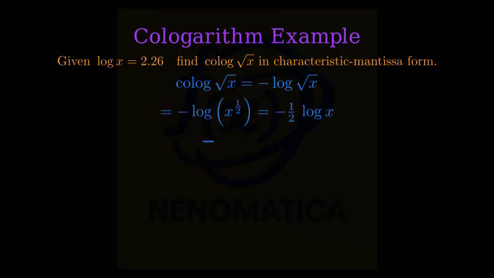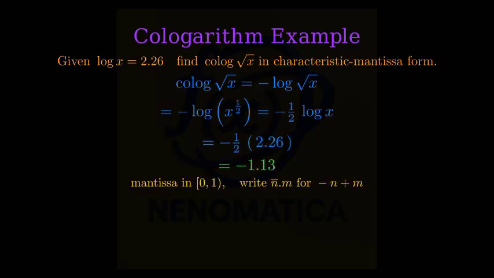Recall, in characteristic and mantissa form, the mantissa must be a positive decimal between 0 and 1. When a logarithm is negative, we keep the mantissa positive by borrowing 1 from the integer part and writing a bar over the new negative characteristic. Step 4. Separate the integer and the decimal parts. Negative 1.13 equals negative 1 minus 0.13.